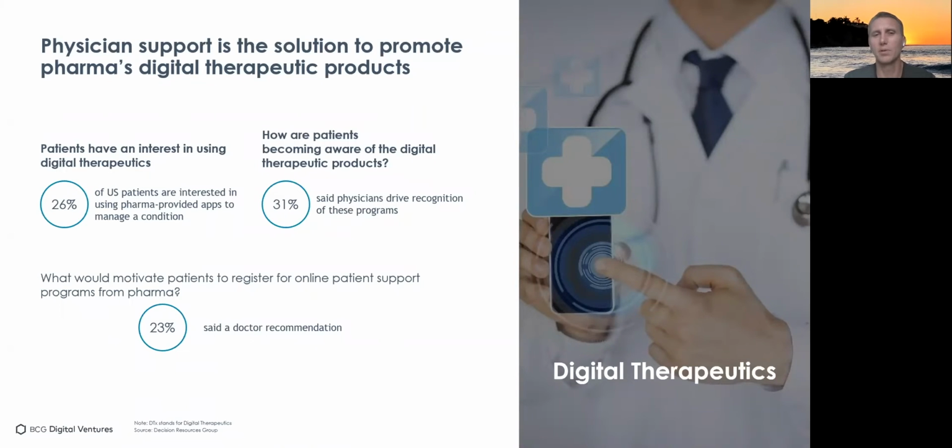Now, I want to really double down on physicians for a minute. We always think about the patients and the patients using these platforms, but for the most part, patients listen to their doctors. Patients, when they're sick, they want to know what their doctor advises them to do. So physician support is really critical to the success of these digital therapeutics when it comes to getting them into the hands of patients.